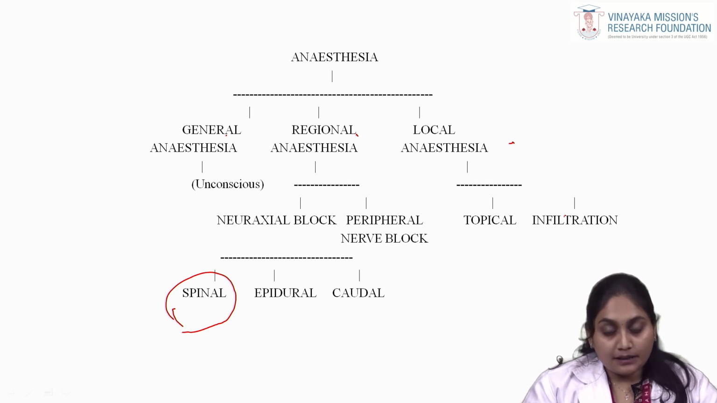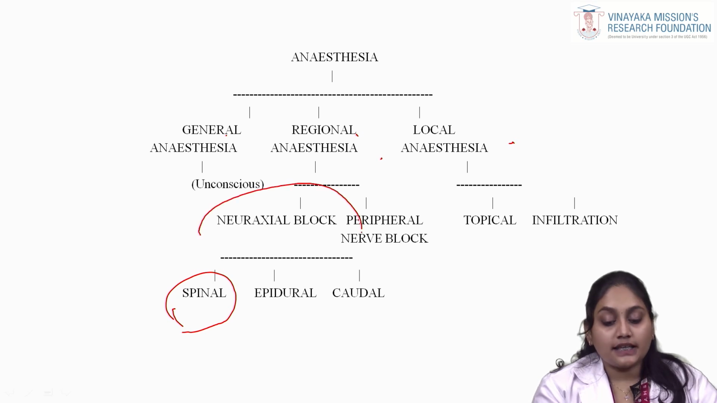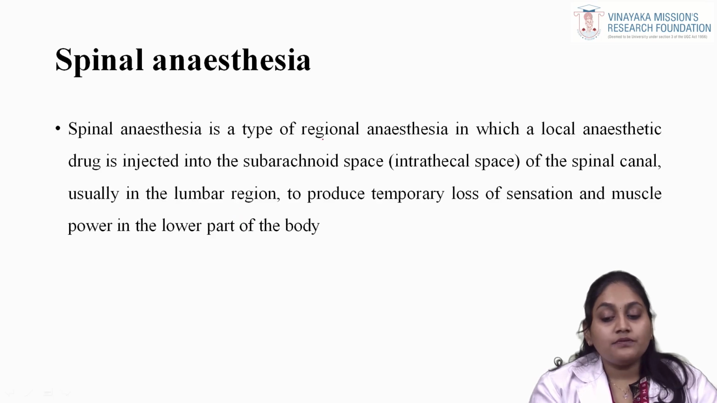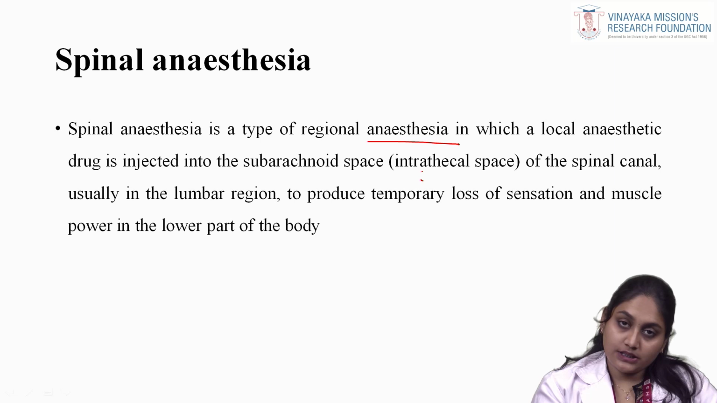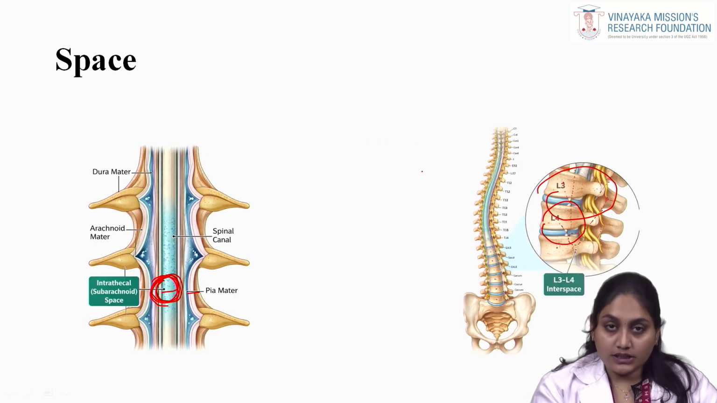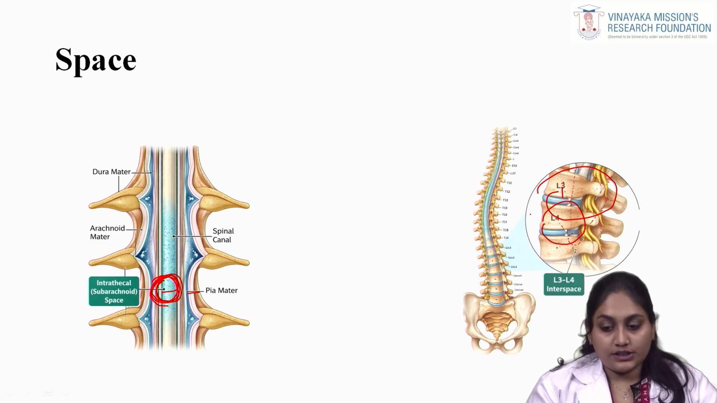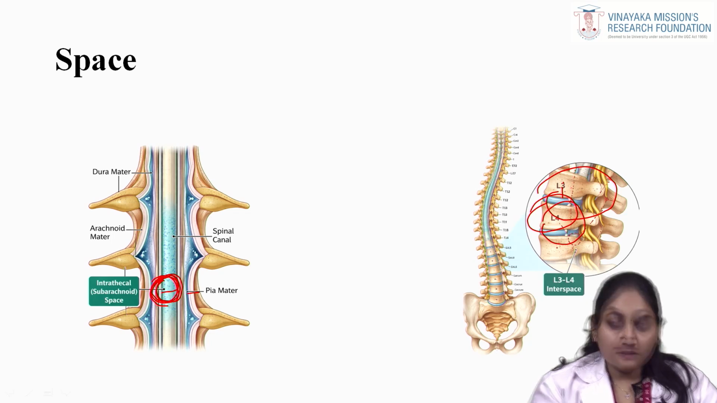We have 3 types of anesthesia. Spinal anesthesia comes under regional anesthesia, under central neuraxial block. So spinal anesthesia is a type of regional anesthesia in which a local anesthetic drug is injected into the subarachnoid space. It is usually indicated in lower abdominal surgeries, for example urological surgery, LSCS, orthosurgeries and all. So it is usually given in the L3, L4 region, the L3, L4 vertebral space, inside the subarachnoid space.